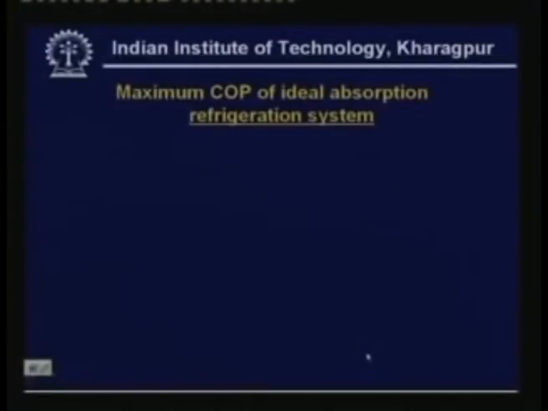Now, when we discuss vapor compression refrigeration systems, if you remember, how did we begin? We began with an ideal cycle. First we defined an ideal cycle and found the maximum possible COP of this cycle. That means we found the maximum possible COP of a compression system, and if you remember, it was the Carnot COP. That means the reverse Carnot cycle gives the maximum COP.